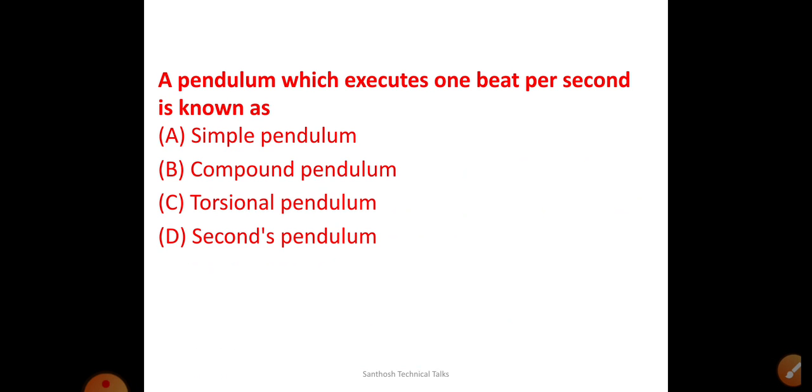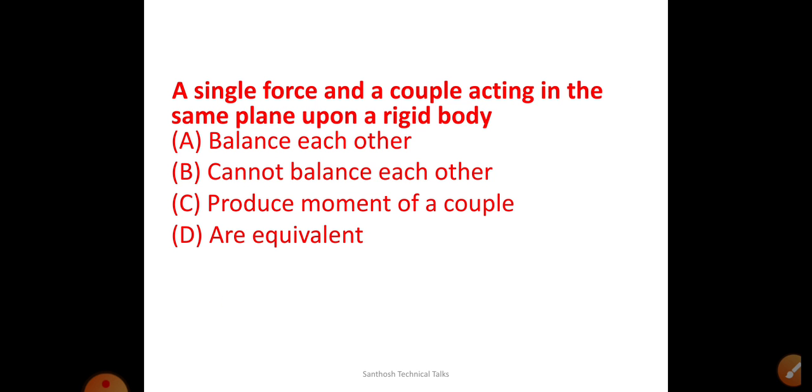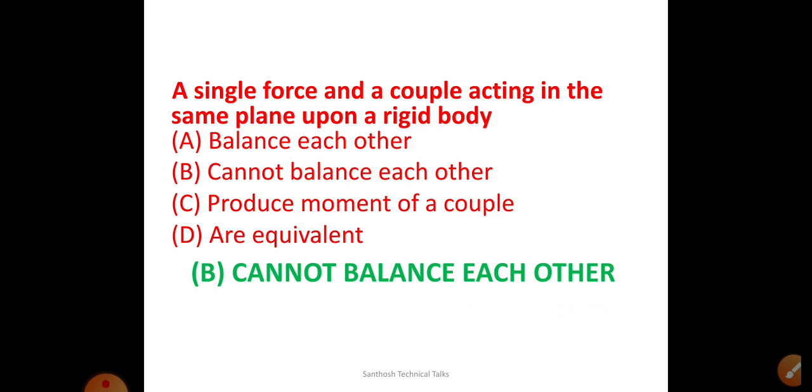A very superb question. A pendulum which executes 1 beat per second is known as a seconds pendulum. In one second, only 1 beat happens. Therefore, that is called a seconds pendulum. And another very superb question. A single force and a couple acting on a plane upon a rigid body cannot balance each other. One force and a couple will never be equal.